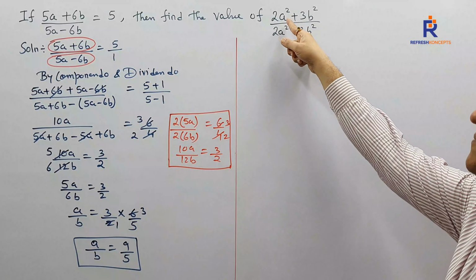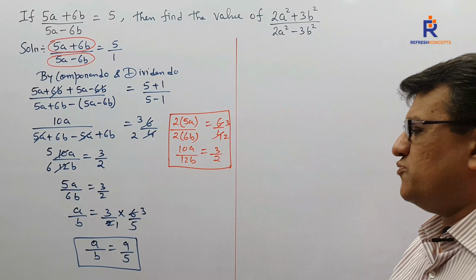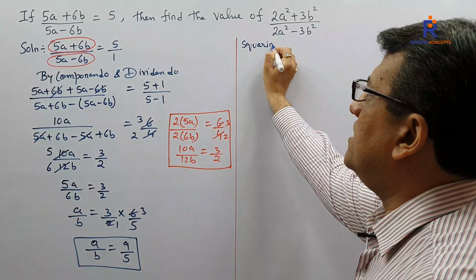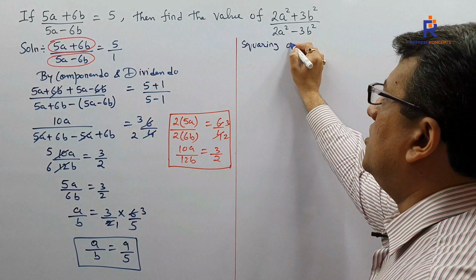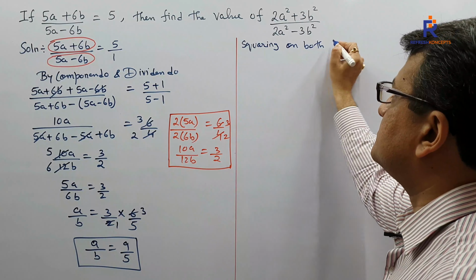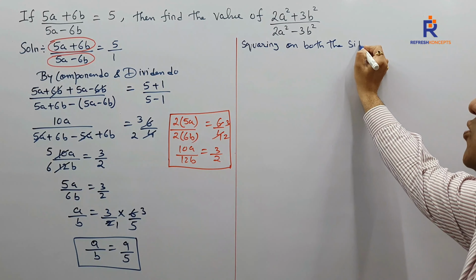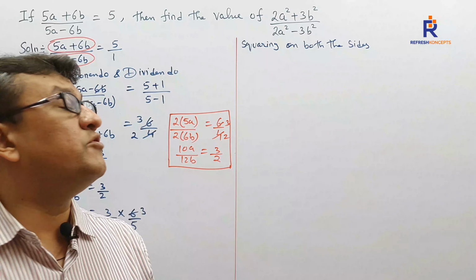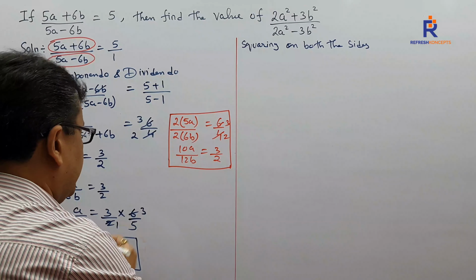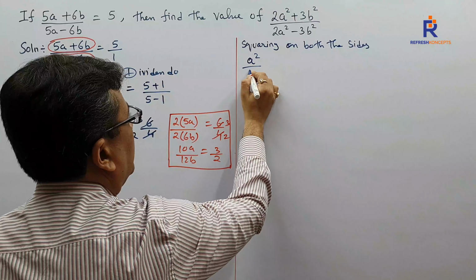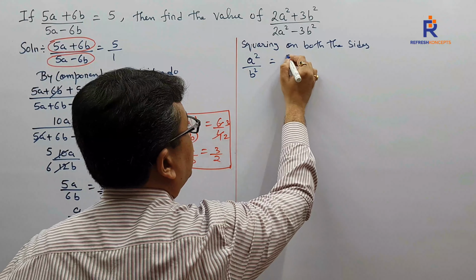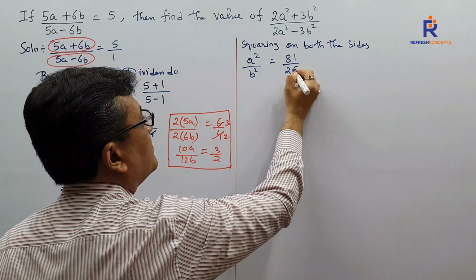Ratio, power. What is the power? Degree 2. So what is the next step? Squaring on both the sides. Why did we go for squaring? Because it's a square and b square. The moment I go and square it out, what happens? A square by b square is 9 square 81, 5 square 25, 81 by 25.